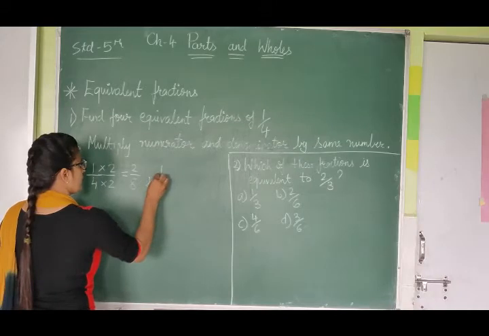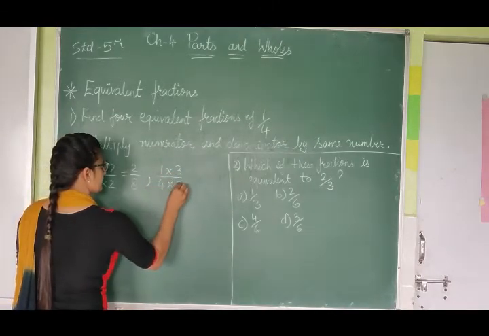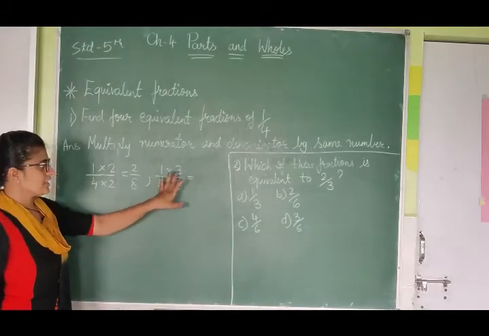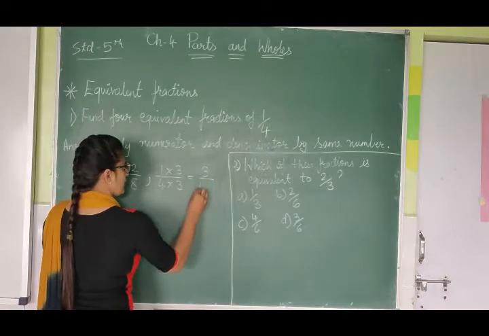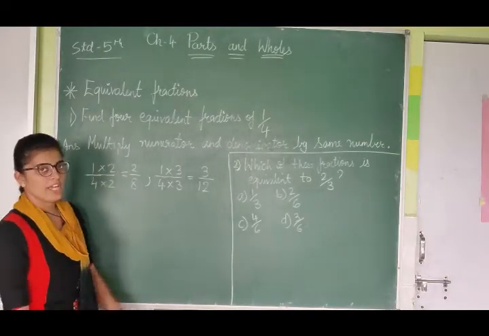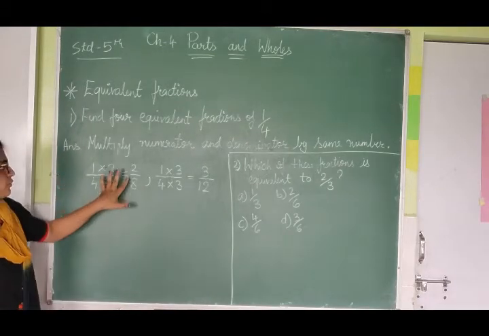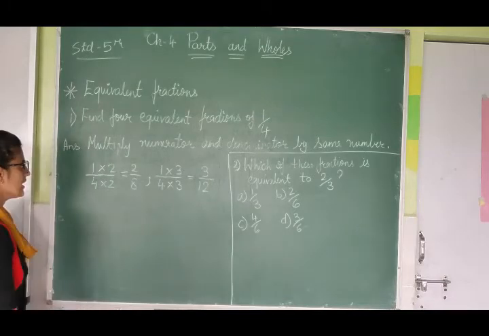Now another, we will multiply it by 3. So what will be the answer? 1 3's are 3, 4 3's are 12. So 3 by 12 is another equivalent fraction of 1 by 4. This means that 1 by 4 and 2 by 8 are equal. 1 by 4 and 3 by 12 are also equal.